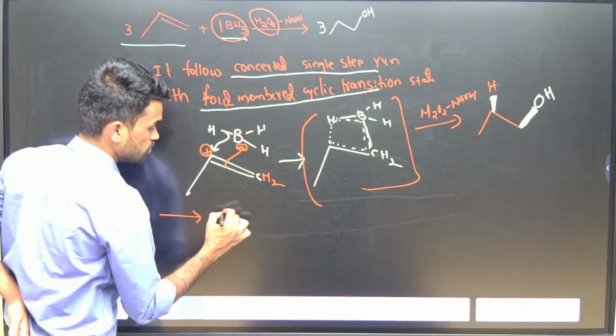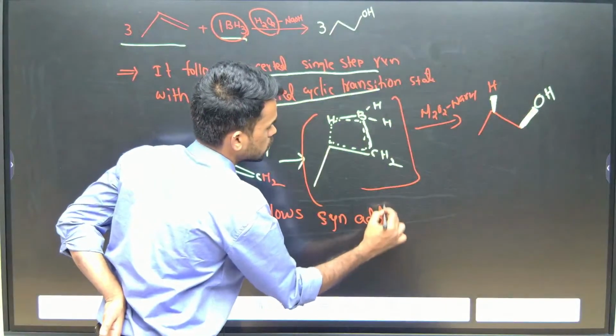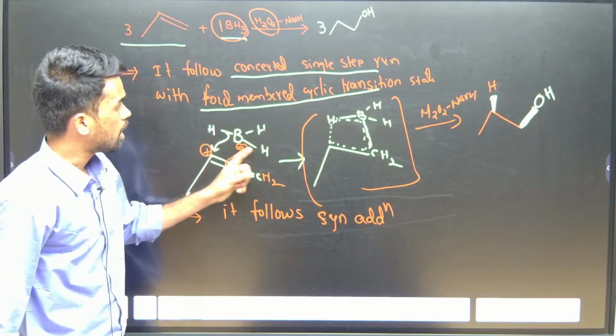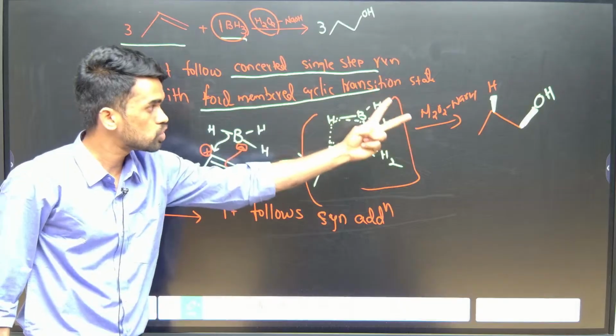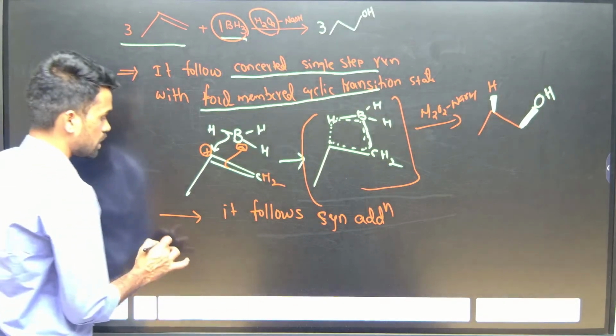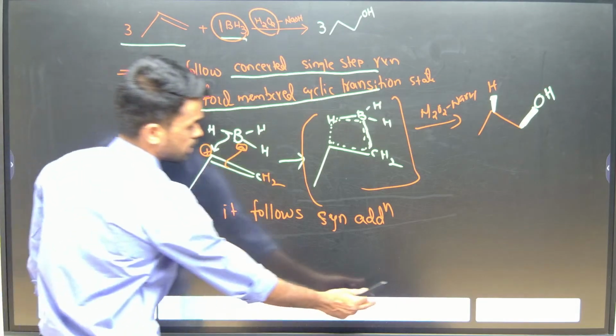The reaction follows syn or cis addition. What do we mean by syn addition? Both the hydrogen and the OH group we are adding should be from the same plane. It's a very useful point. We have some stereochemical questions from that also. And one more thing should be remembered here.